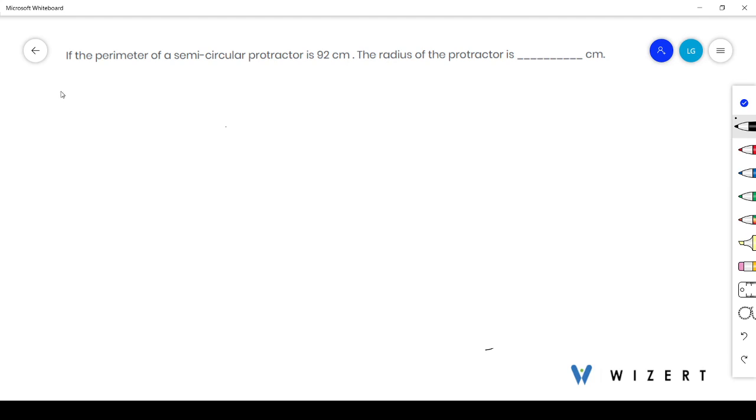Our question is, if the perimeter of a semicircular protractor is 92 cm, what is the radius of the protractor in centimeter? Let the radius of the protractor be r centimeter.